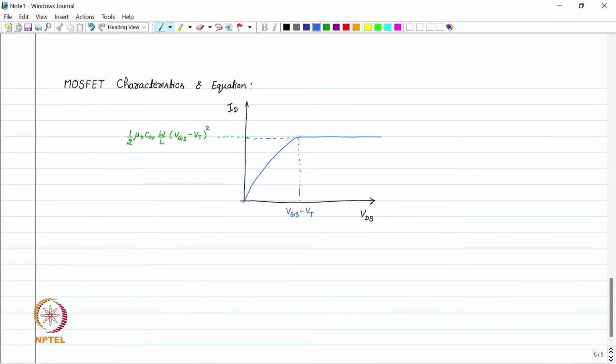So instead of saturating at a constant current, the current is actually increasing. So this is the case without channel length modulation, and this is the case with channel length modulation.